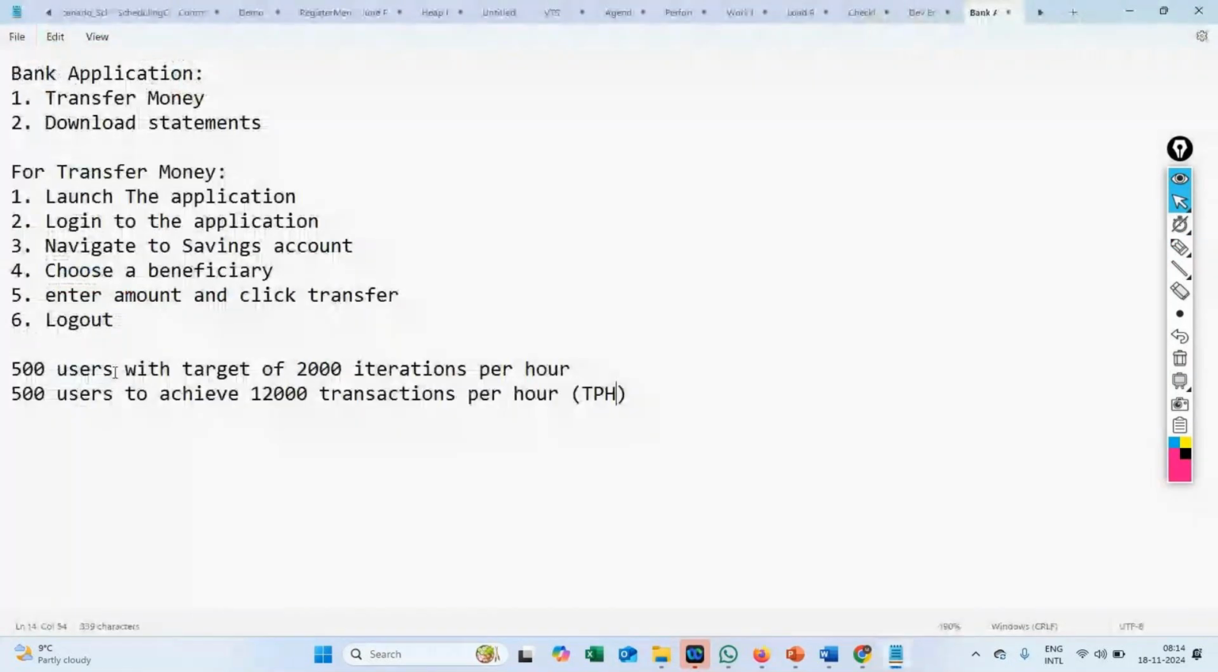Here the client gave one input: 5,000 users and 12,000 transactions per hour. After running 1 hour of load test, if you go back and check the results, you should achieve these transactions per hour, or these iterations per hour. So how do you accurately achieve this target, or a target close to the number given by the client? That's where workload modeling comes into the picture.